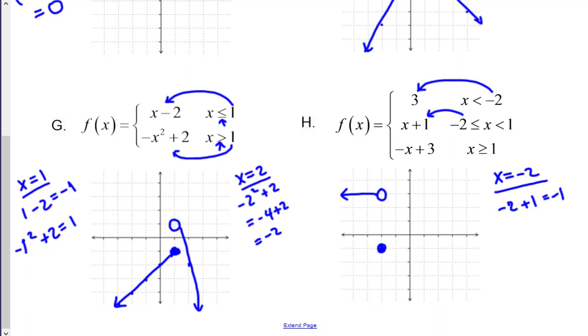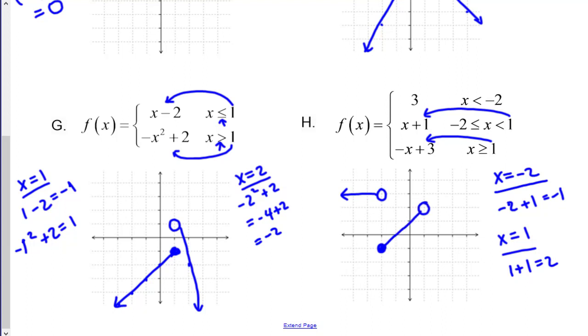Now, the next thing that I'm going to do is concentrate on the other border point, which is 1. I'm going to plug 1 into this function and 1 into this function. And so it would be 1 plus 1, which is 2. So positive 1, 2. That's going to be an open circle.